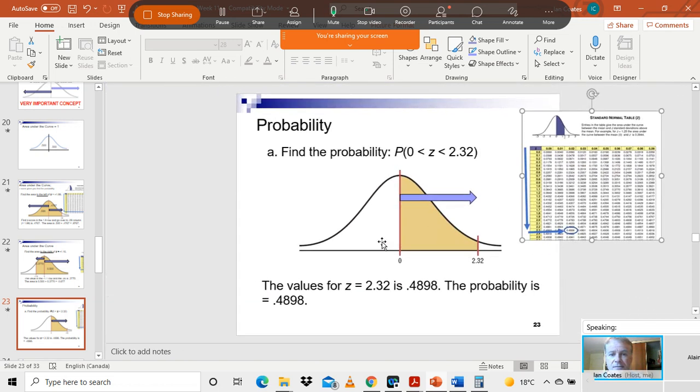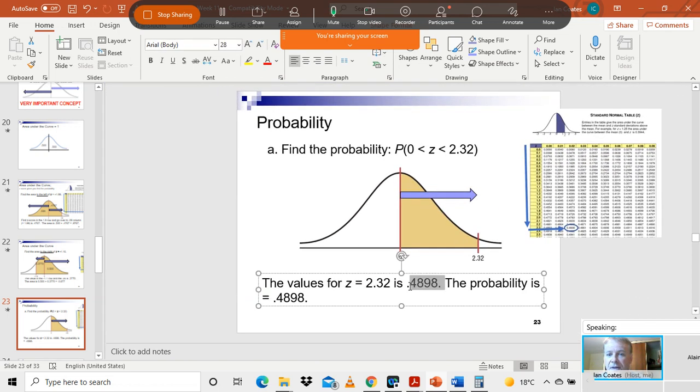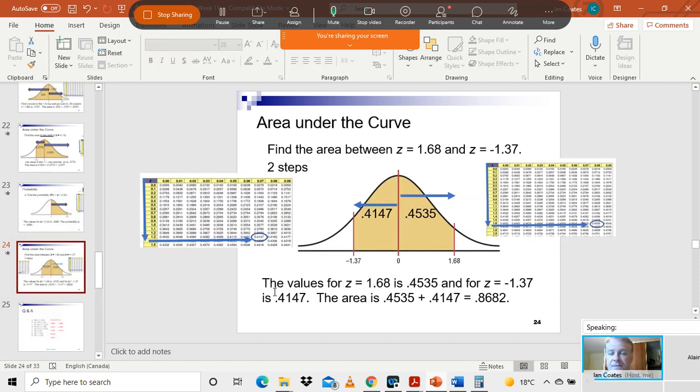And there we go. You see, we didn't have to add 50%, we didn't have to add 0.5, because we're not interested in this area. We're only interested in the area that I'm asking for. Okay. Let's try this one.